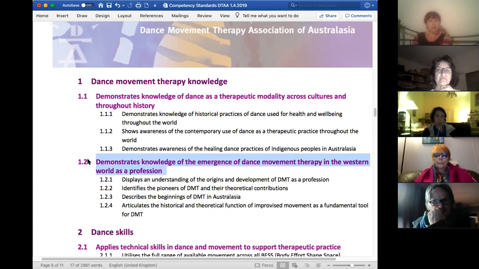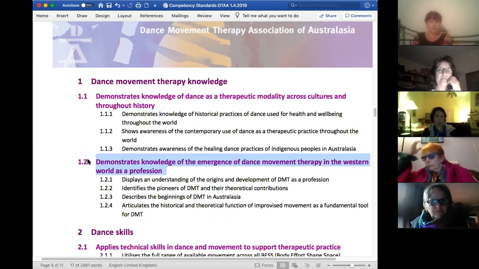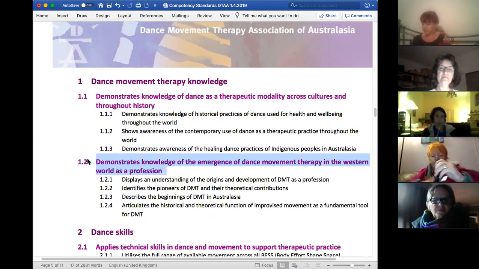So the specifics underneath simply point out key things that you need to know about each of these key competencies. For the first one, you need to be able to demonstrate your knowledge of historical practices. The second is about contemporary use of dance as a therapeutic practice. And the third, particularly specific to Australia, the healing dance practices of Indigenous peoples.